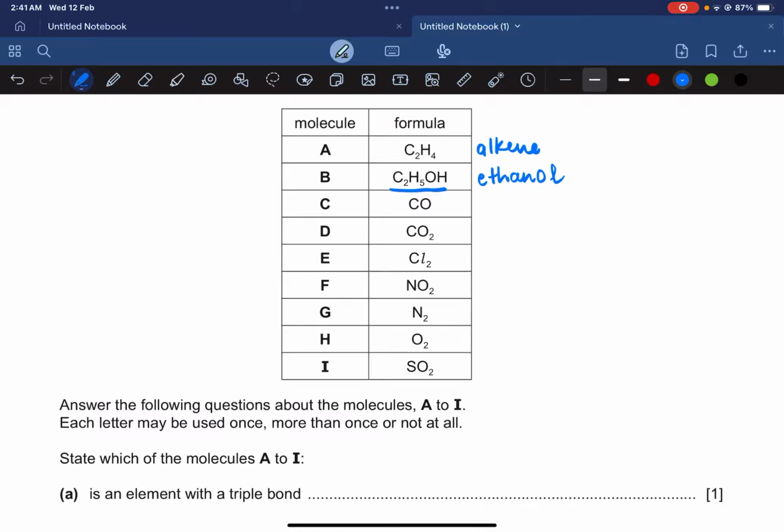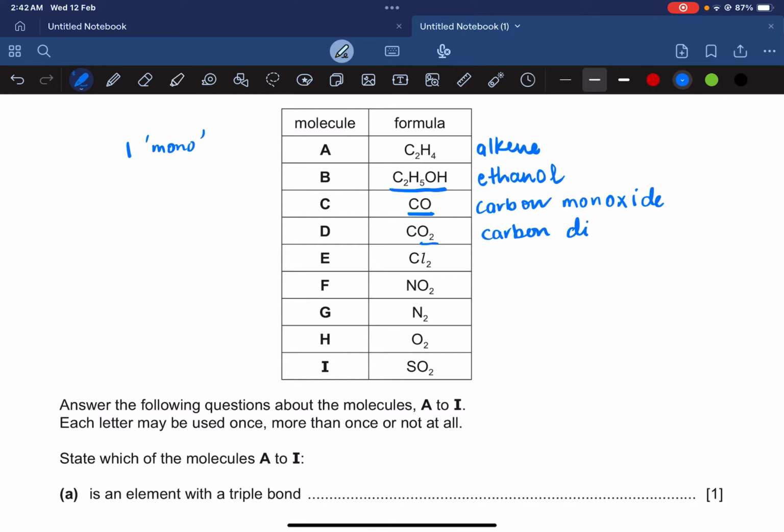Okay, CO. When we have a single oxygen with carbon, one means mono. So it's going to be carbon monoxide, which means we have a single oxygen with carbon. You can write it this way, so it's more helpful and you're more sure about your answers. This one, we have two oxygens with carbon, so it's going to be carbon dioxide.